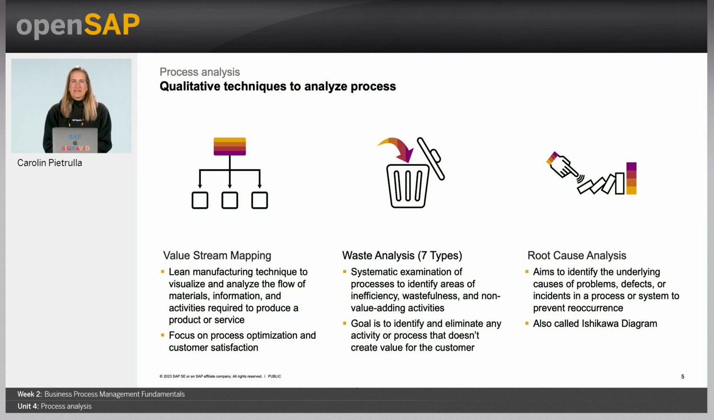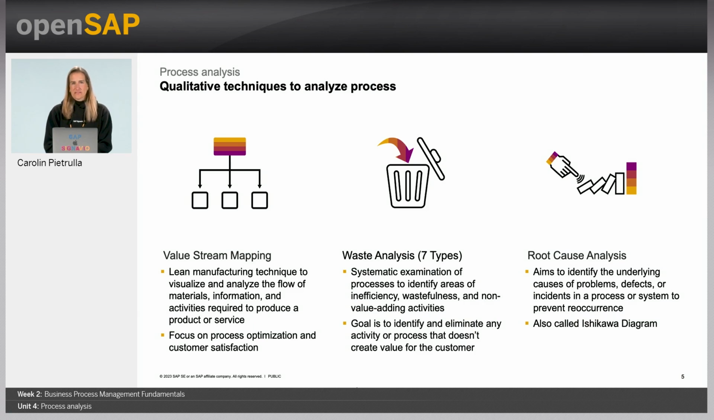There are many ways to find out how well processes are running. Sometimes it even helps to talk about it with the people carrying out the process. They usually know exactly where the improvement potentials for a process are. But there are also cases where a more structured and academic approach is even better. Let me briefly introduce you to the 3 most commonly applied qualitative techniques to analyze a process: value stream mapping, waste analysis, and root cause analysis.